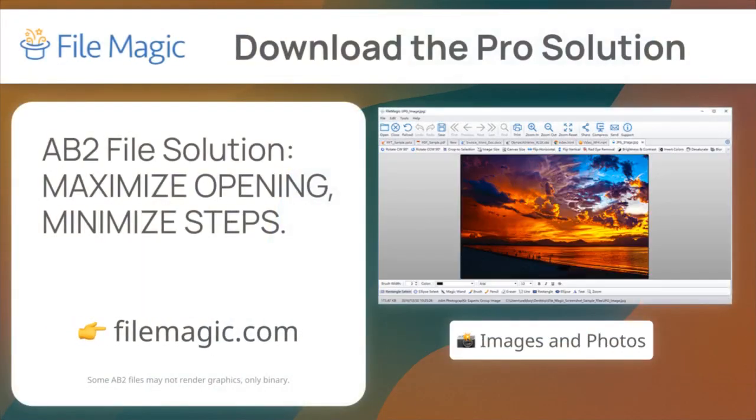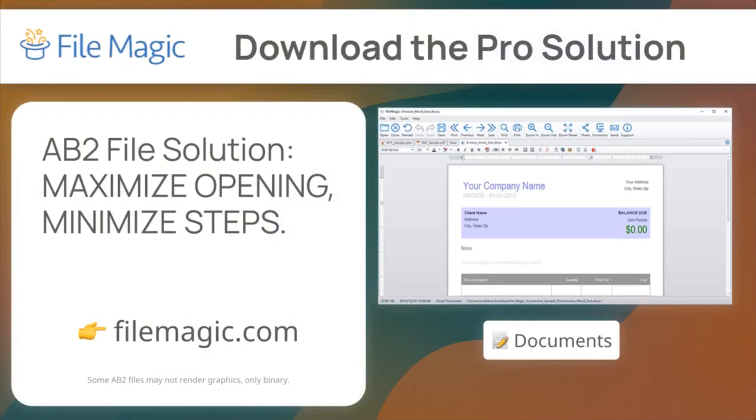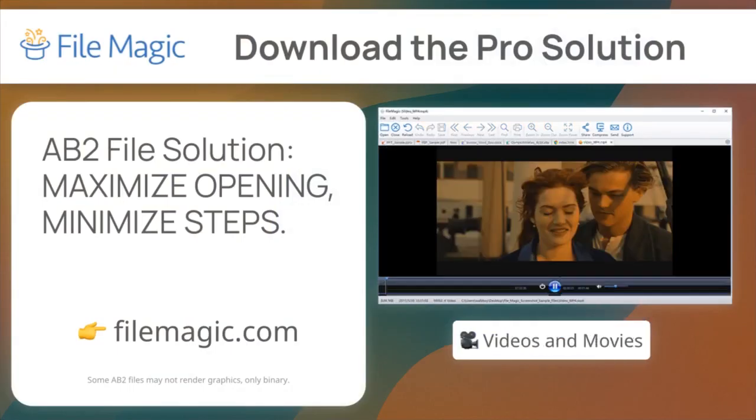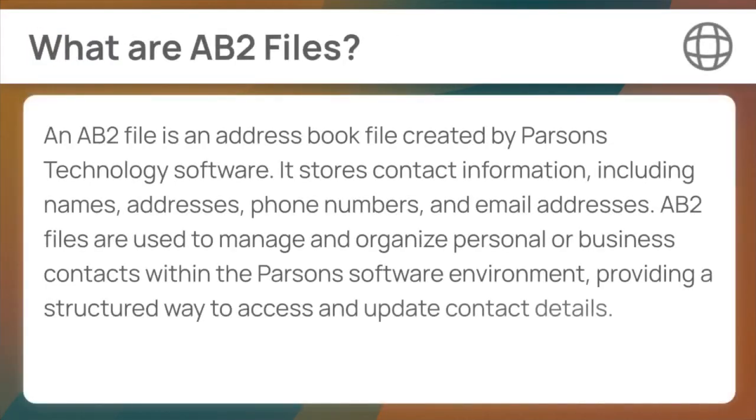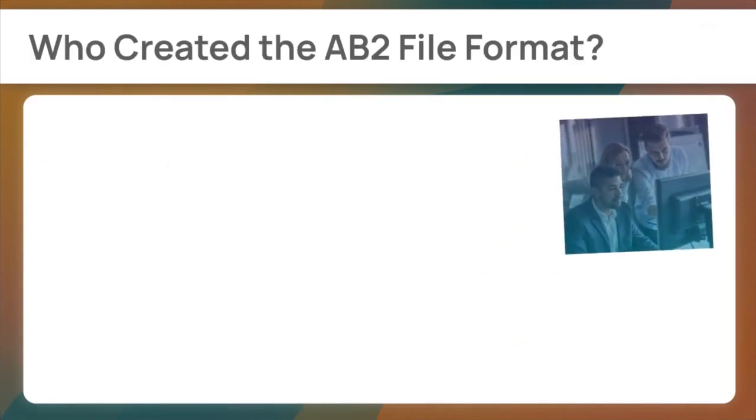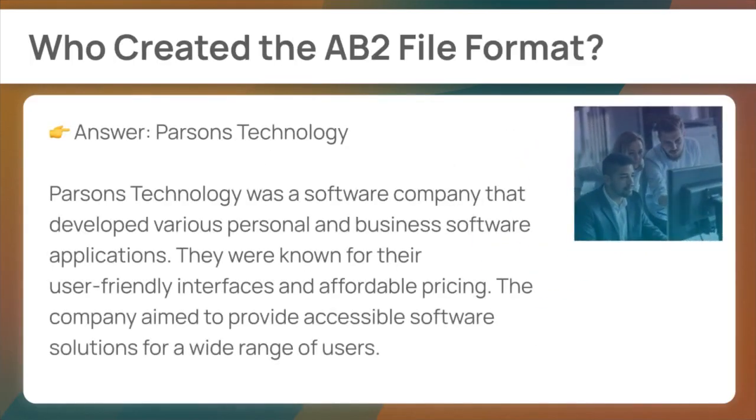We will prove that a single quality AB2 file inspection program is sometimes all you need for complete mastery over various file types. An AB2 file is an address book file created by Parsons technology software. It stores contact information, including names, addresses, phone numbers, and email addresses. AB2 files are used to manage and organize personal or business contacts within the Parsons software environment, providing a structured way to access and update contact details.